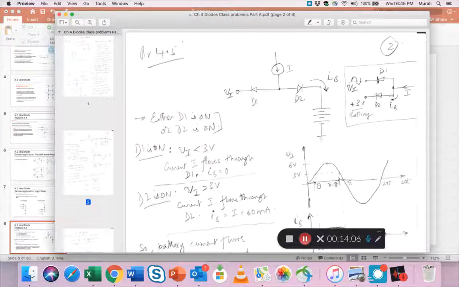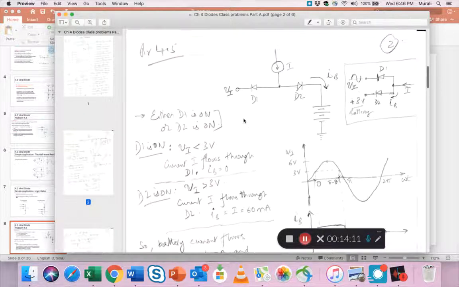So either D1 is on or D2 is on. That's what we generally conclude for these kinds of problems. So when is D1 on? D1 is on when Vi, here, is compared with the battery, here. This is one way to visualize it, and that's what is given to us. So when Vi is less than 3 volts, remember it's a sine wave, it can be like this, and I've shown the sine wave here. The peak is 6 and at some point it's below 3.